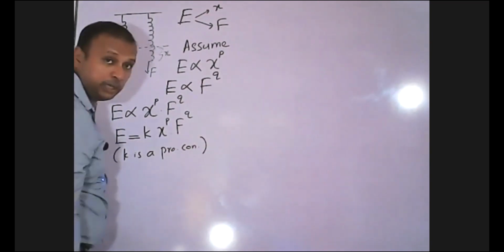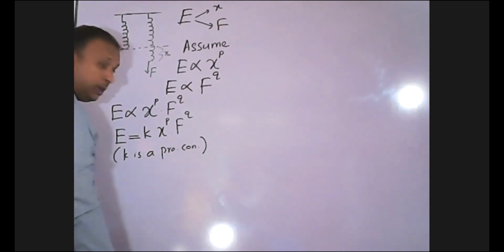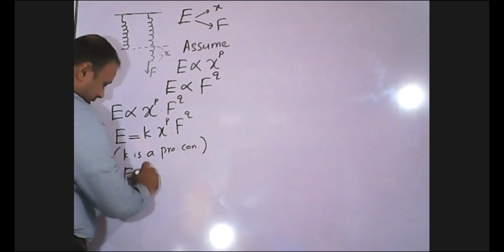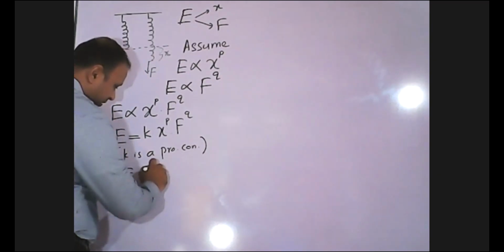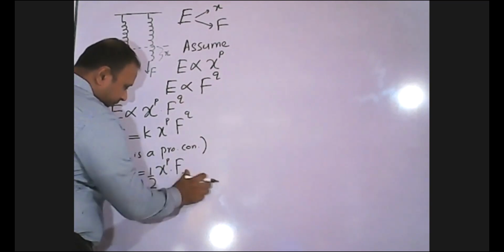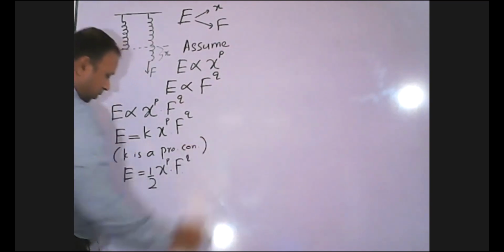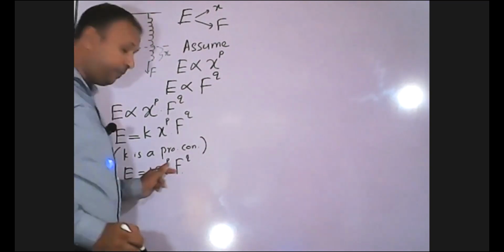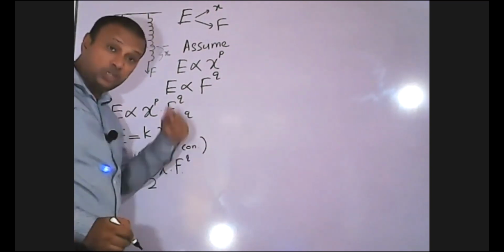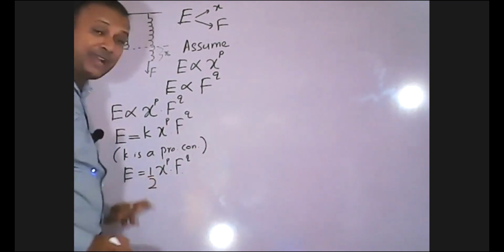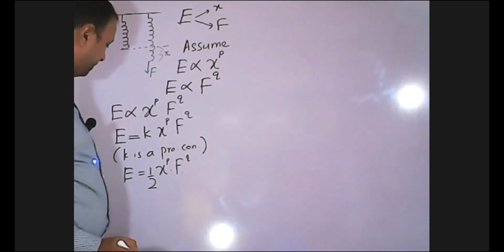So we are given the value of k. It is equal to half. So E is equal to half x to the power p into f to the power q. So this is my assumed equation. So I have to find p and q using dimensional analysis to determine the actual equation.